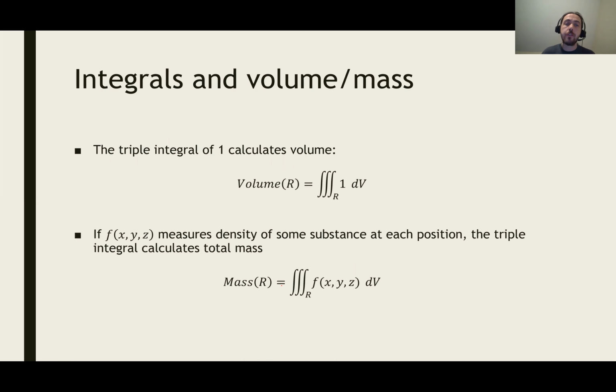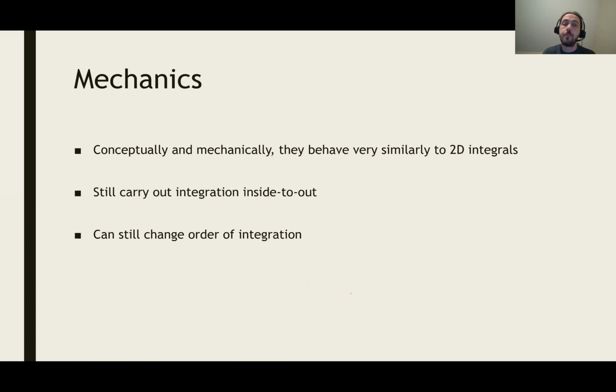So, for example, if we take the triple integral of 1 over a region R, that calculates the total volume of that region, like so. Or if instead it measures the density of some substance at each position, as I was saying, then the total mass is going to be the triple integral of the function that measures density. Mechanically, it's exactly the same, still inside to out.